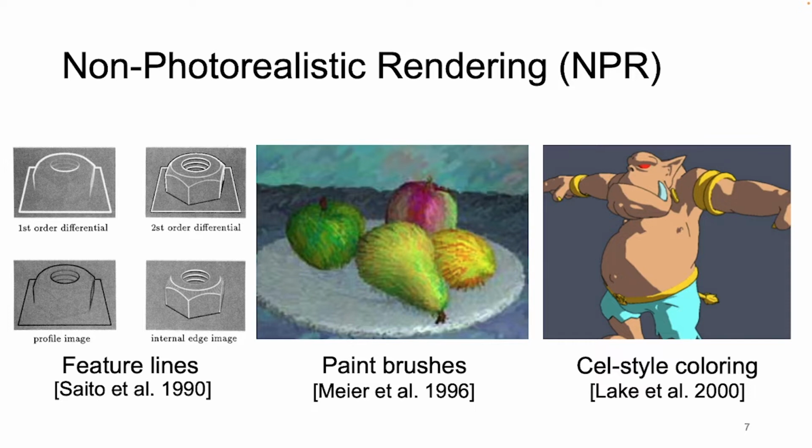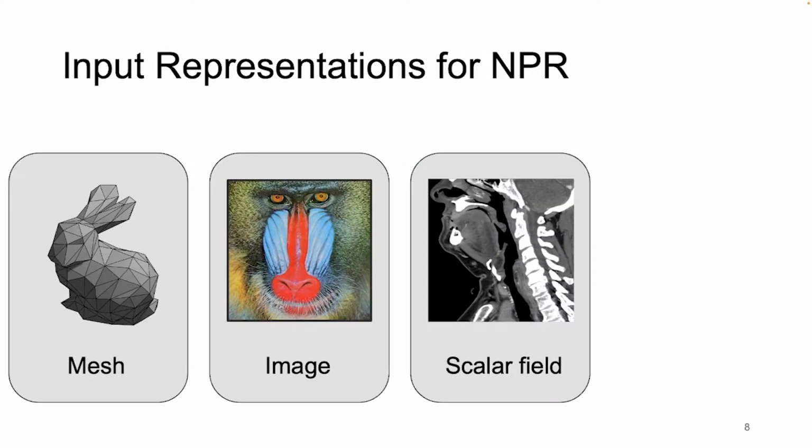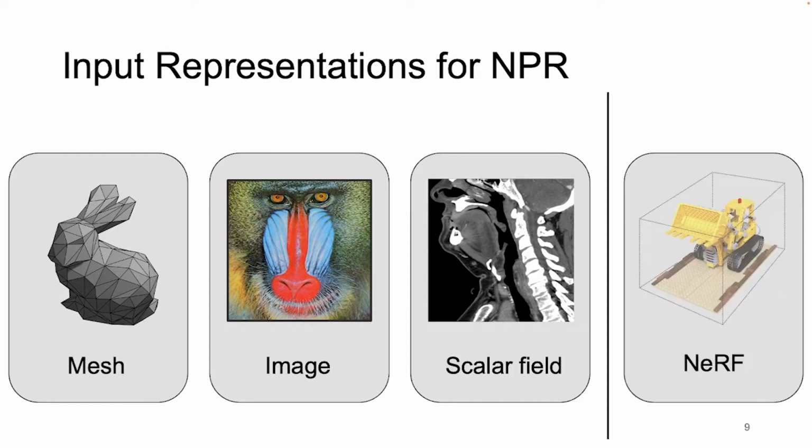Computer graphics researchers have presented algorithms to reproduce various artistic styles to extend the limit of artist expression. These techniques are called non-photorealistic rendering, or NPR in short. Previous NPR methods have considered various input representations such as meshes, 2D images, and scalar fields like a CT-scanned volume. However, volumetric radiance fields do not fall into these traditionally considered representations. So it is unclear how to perform NPR on the NeRF representation.